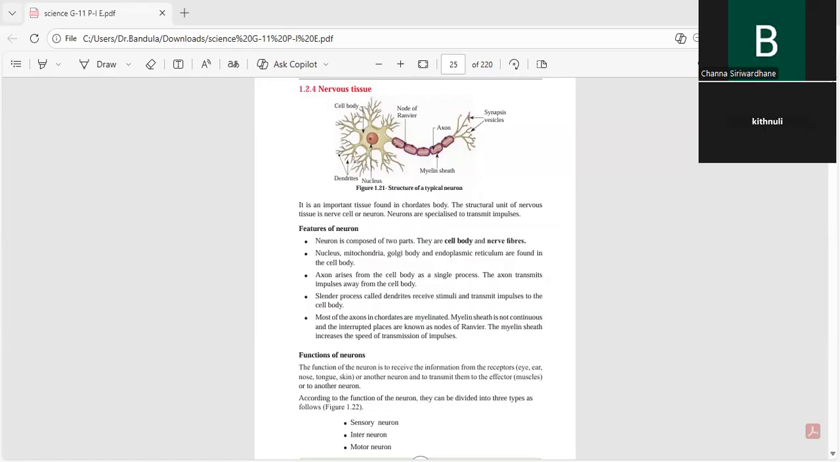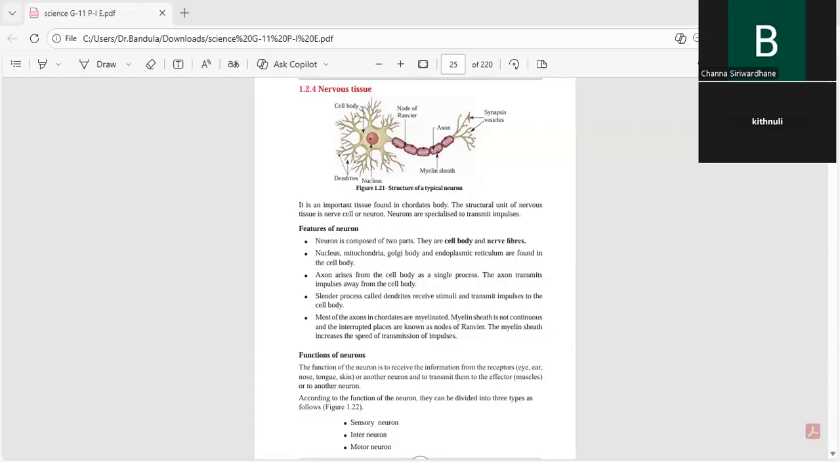Now, the answer for the statement: dendrites receive stimuli and transmit nerve impulses towards the cell body, right? From here onwards, we are going to discuss the lesson after this one last question, right? Describe the structure of a typical neuron.